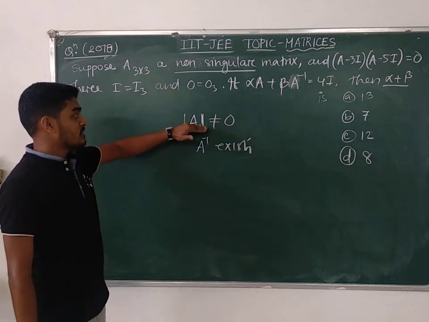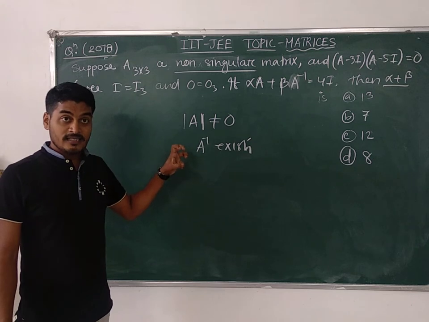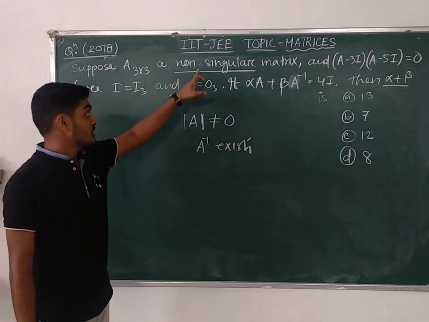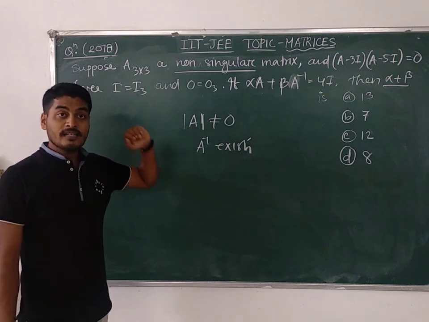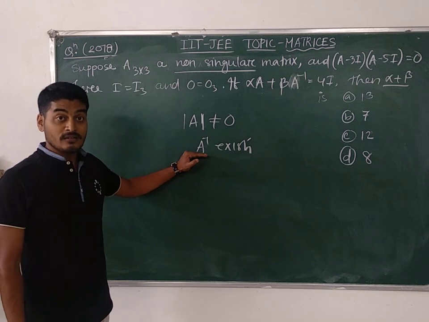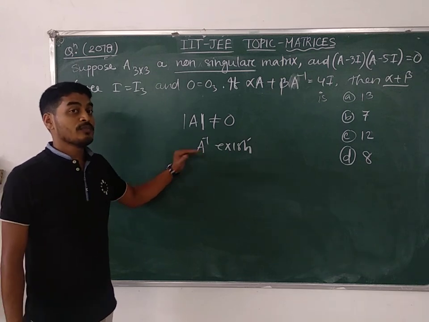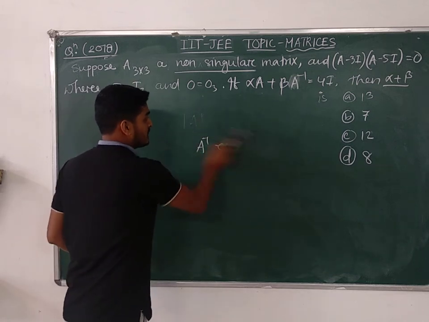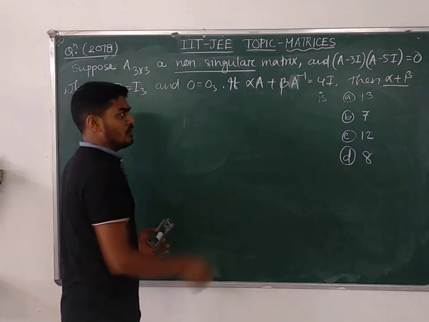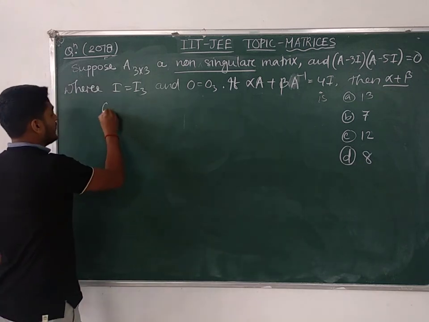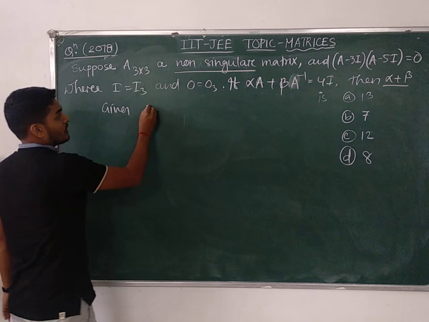Whenever you have to find the inverse of a matrix, first of all you will check whether the determinant is equal to 0 or not equal to 0. If the determinant is not equal to 0, that means it is non-singular, then and only then you can find its inverse. So a hint is given to you: the matrix is non-singular, that means the determinant is not equal to 0, that means A inverse exists. Applying that condition, we will try to find the value of all those expressions. So what is given to us?